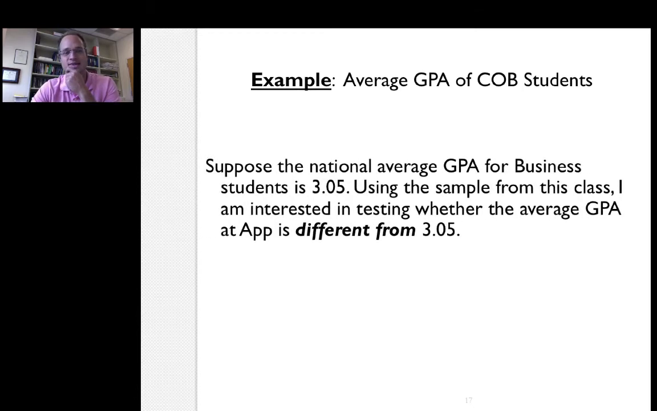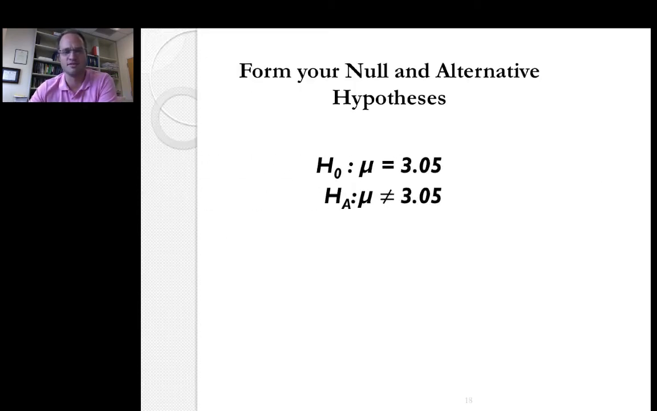Okay. Let's look at another example. The average GPA of College of Business students. Suppose the national average GPA for business students is 3.05. And using the sample from a particular class, I'm interested in testing whether the average GPA at App is different from 3.05. App is the university here. And constructing the null and the alternative, the different-from language, again, my research hypothesis is trying to see if it's something different from that national average. Okay, that's my research interest.